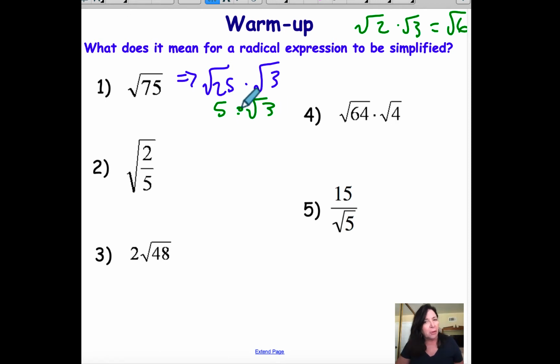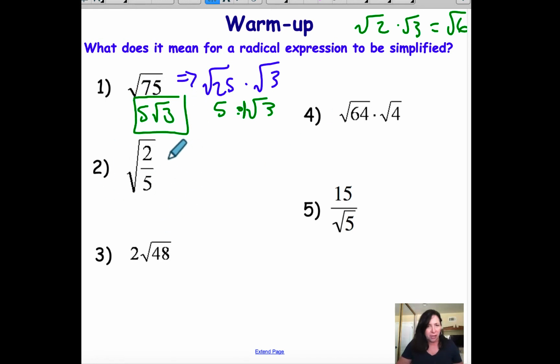Remember, numbers get multiplied with numbers. So this 5 is never going to be multiplied by that root. What it is multiplied by is that 1 in front of that root that we don't see, but we know is there. So 5 times 1 is 5. So we have 5 root 3, and that's my final answer.